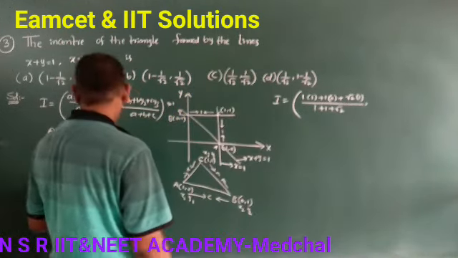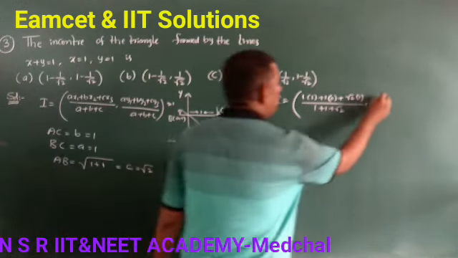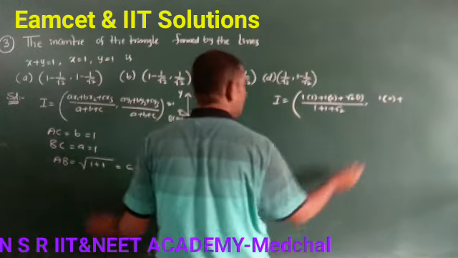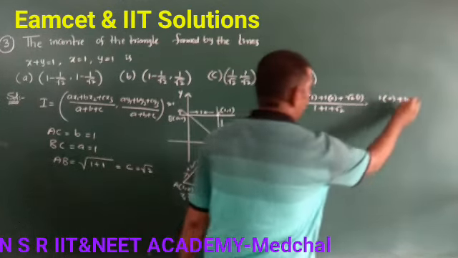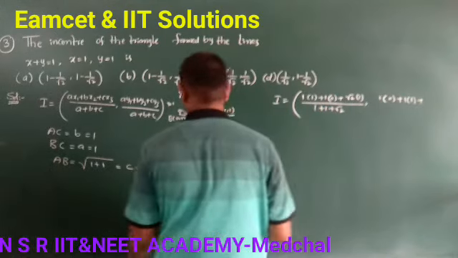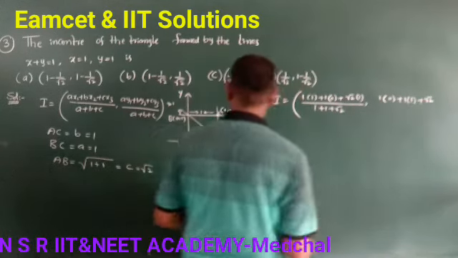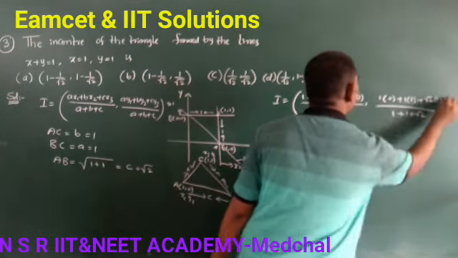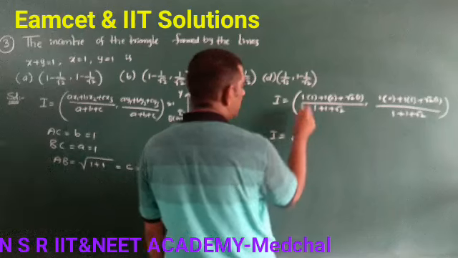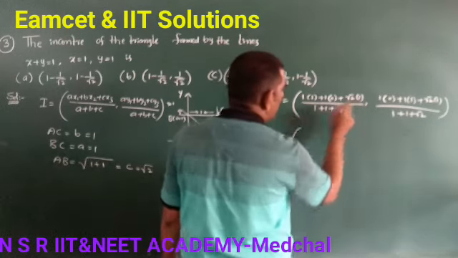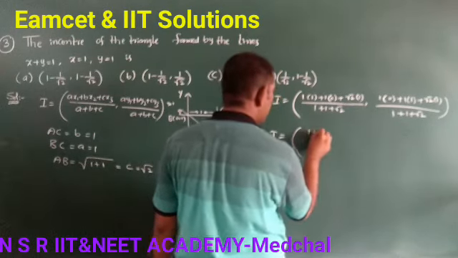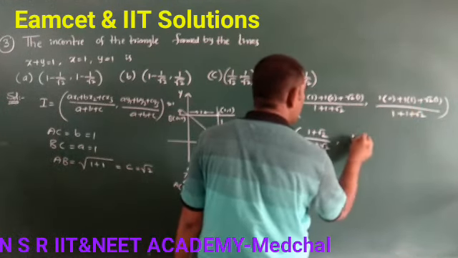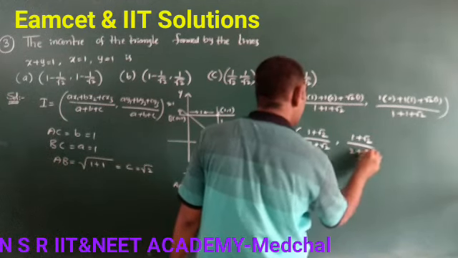Next similarly, A into y1, y1 value is 0, plus B into y2, y2 value is 1, plus C into y3, y3 value is 1, over A plus B plus C. So I is equal to the incenter: 1 into 1 is 1, here 0, root 2 into 1 is root 2. So 1 plus root 2 by 2 plus root 2. Here also 1 plus root 2 by 2 plus root 2.